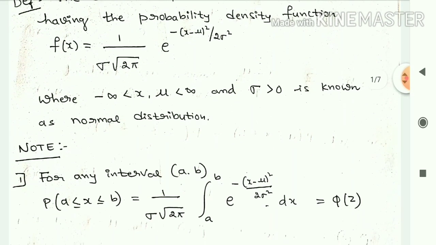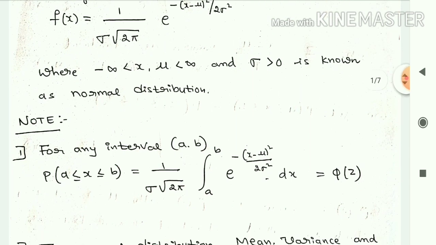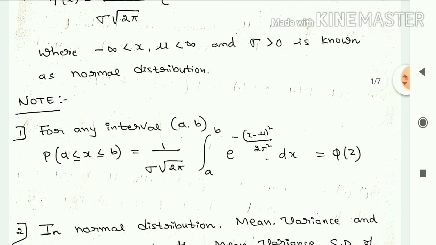Now for any particular interval, say a to b, since this is a continuous distribution, the same formula we have to take, but now the interval becomes a to b. Therefore p of a less than or equal to x less than or equal to b is 1 by sigma times square root of 2 pi, integration a to b, e power minus x minus mu whole square by 2 sigma square into dx.